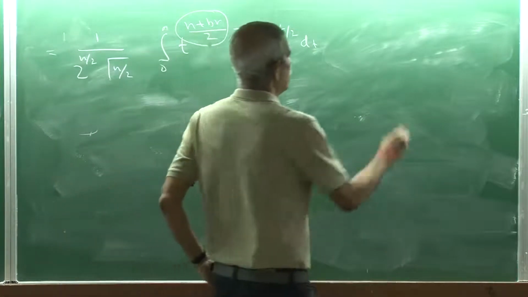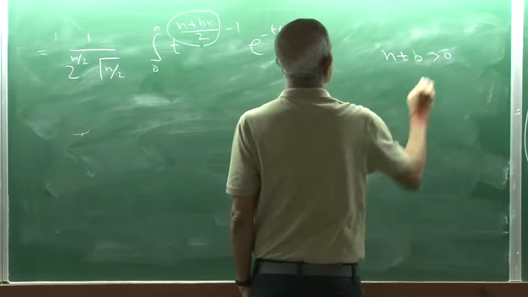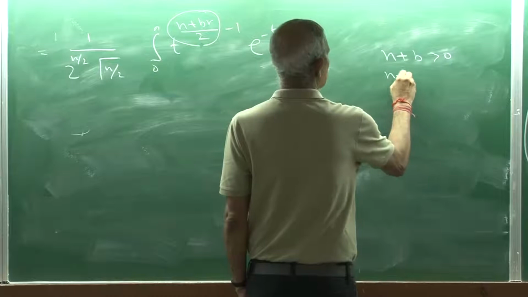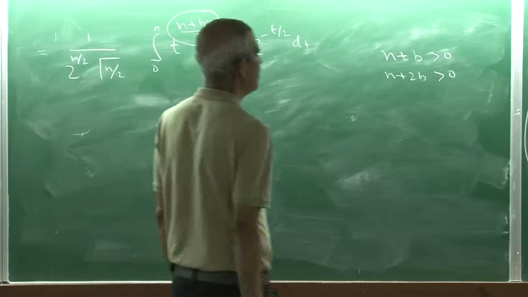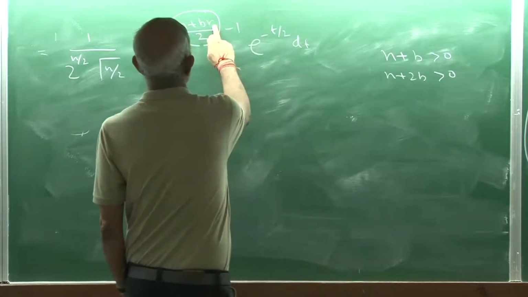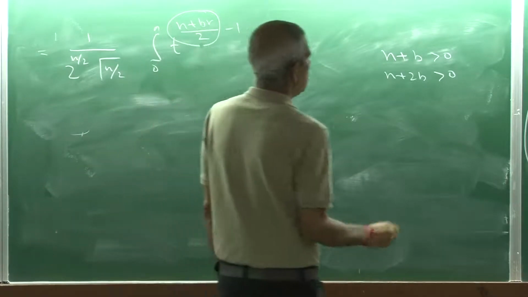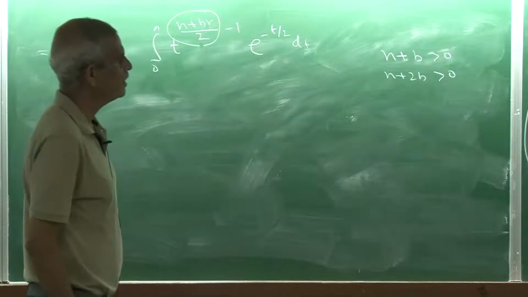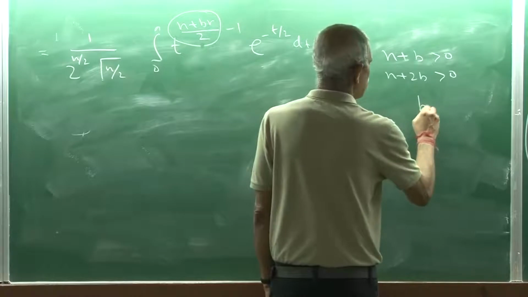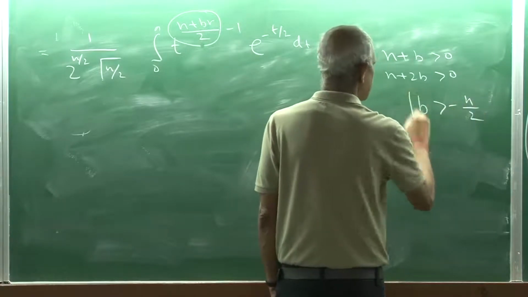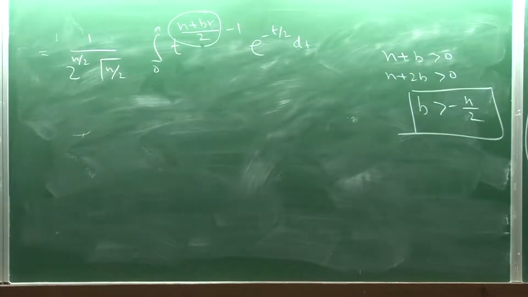So what I do is, n plus b should be positive and n plus 2b should be positive. So that means b should always be greater than minus n, or greater than minus n by 2. So b should always be greater than minus n by 2. Otherwise, I will be able to estimate theta to the power b provided b is greater than minus n by 2.